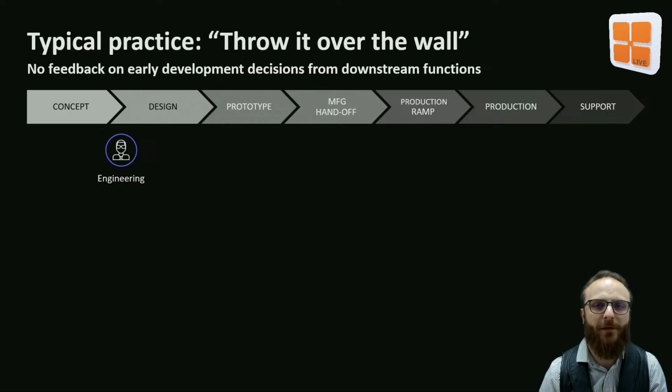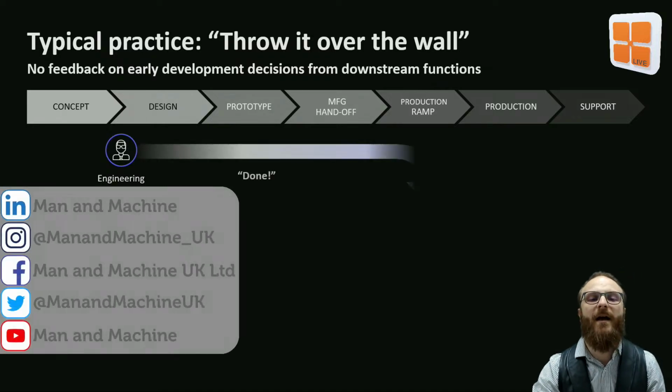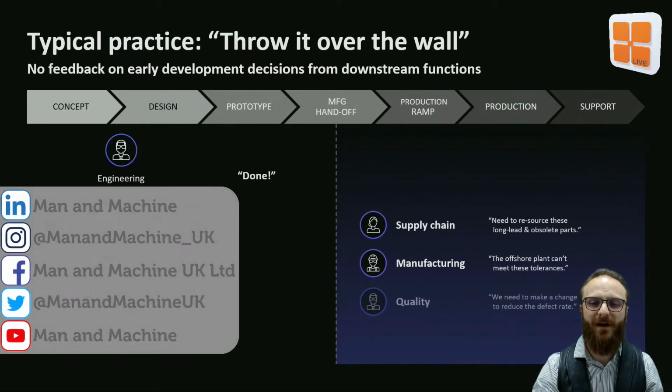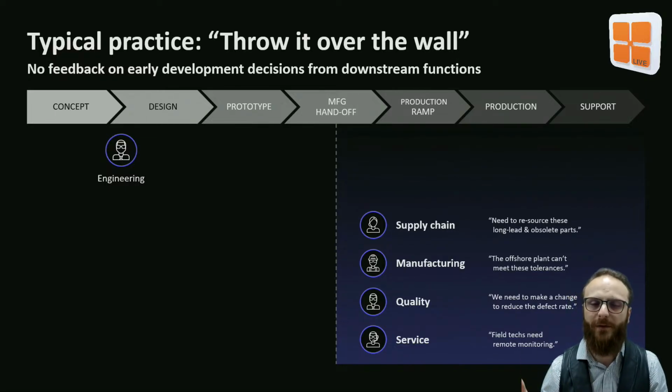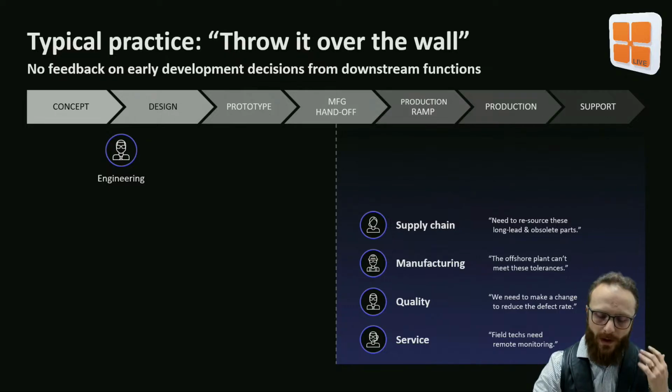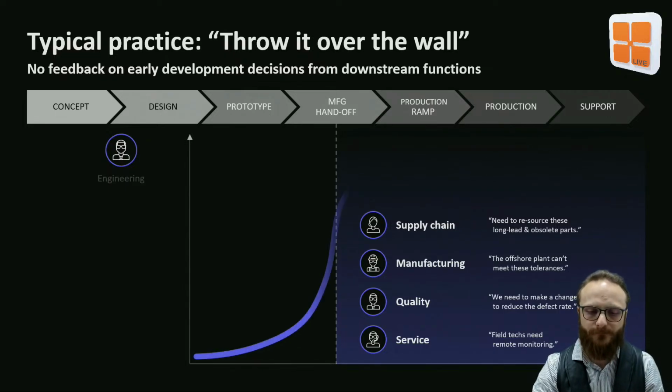This is also known as the throw it over the wall approach, where we end up with engineering saying, okay, I'm now done with this design, finished. You guys deal with the rest of it. And now we've got supply chain who needs to go and sort out this manufacturing, quality, and service, and sorting out all of that information later down the line. Notice how far down that process the MFG handoff happens. Okay? At that point in time, the design's done. Now, how do we get this to be better?